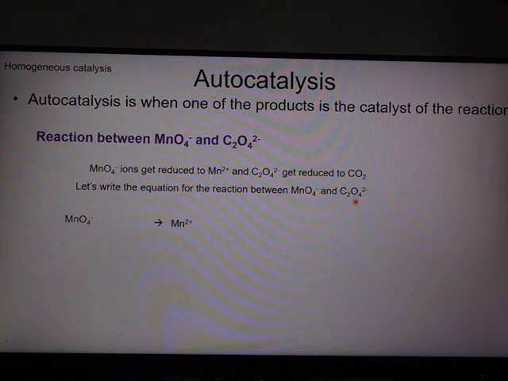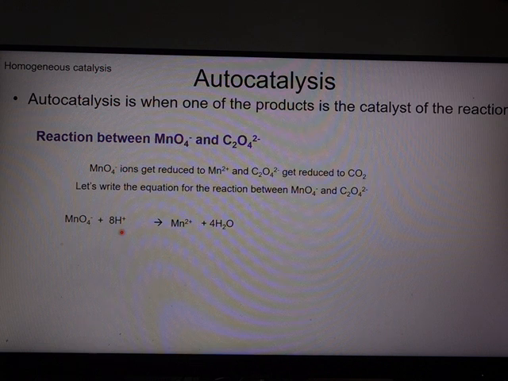So a common half equation, MnO4- into Mn2+. So how to do this? First of all, you need to look: I've got 1 Mn and 1 Mn, so that's balanced. Then I balance the oxygen atoms. You see here you've got 4 oxygen atoms, so I'm going to add 4 water. Then to balance the hydrogen atoms, I need to add protons on the other side, H+.